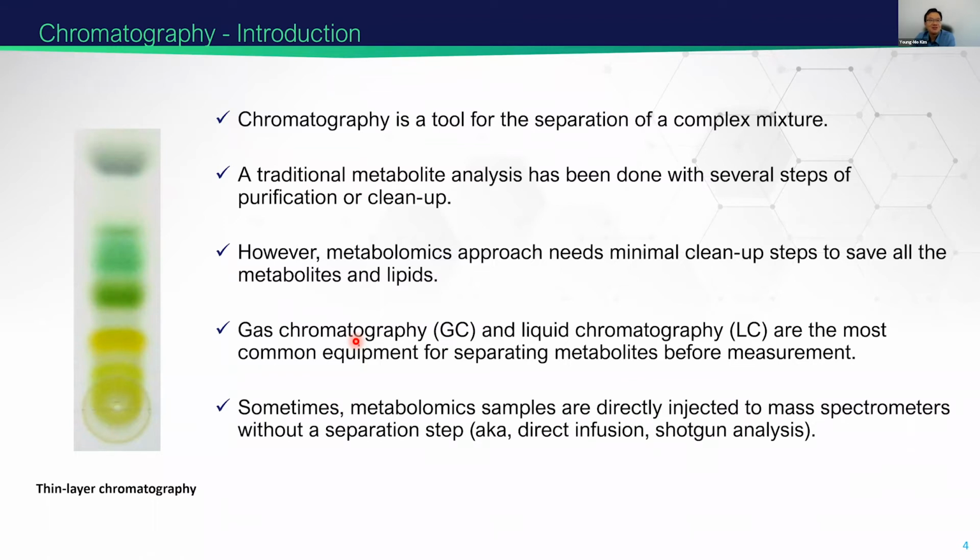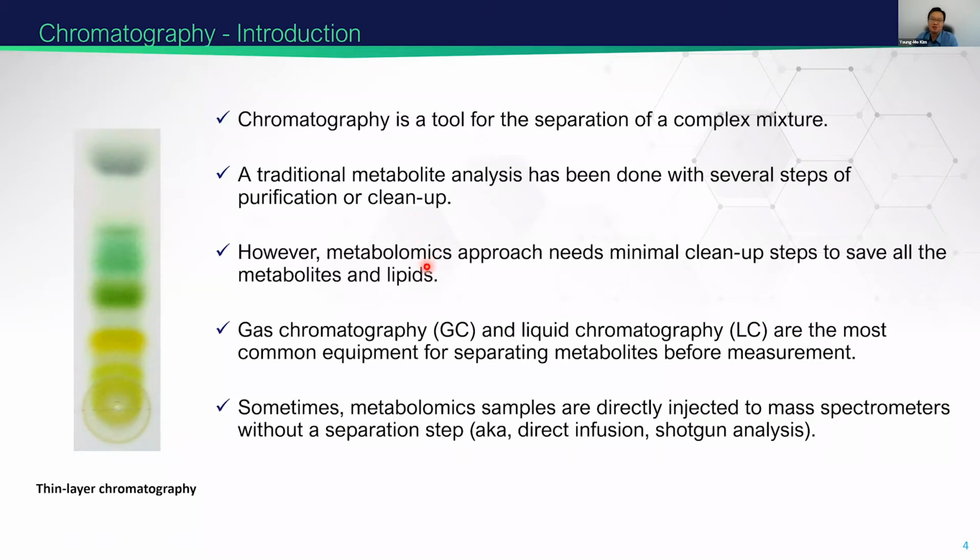So traditionally, with chromatography, you may know this simple experiment. If we put plant extract or some other mixture on a paper, and then put that paper into solvent or water, when the liquid moves to the top, we will see some separation of the components. So like this, chromatography is a tool for the separation of a complex mixture. And traditional metabolite analysis has been done with several steps of purification or cleanup. Then we can just focus on analyzing what we want to measure.